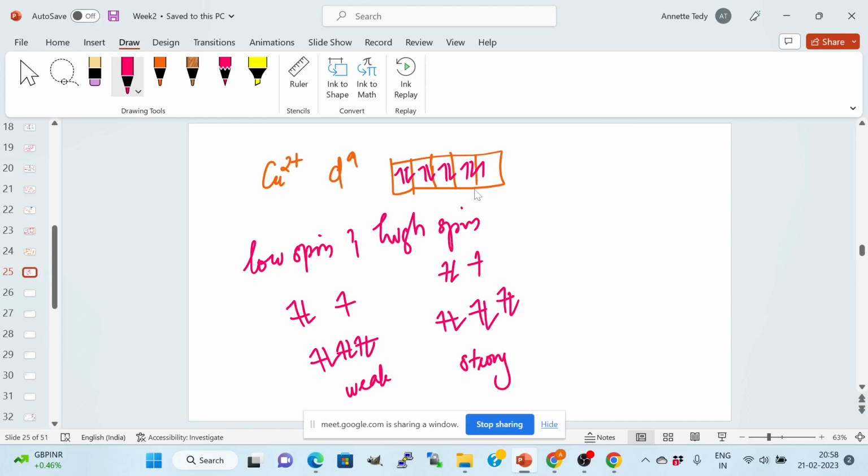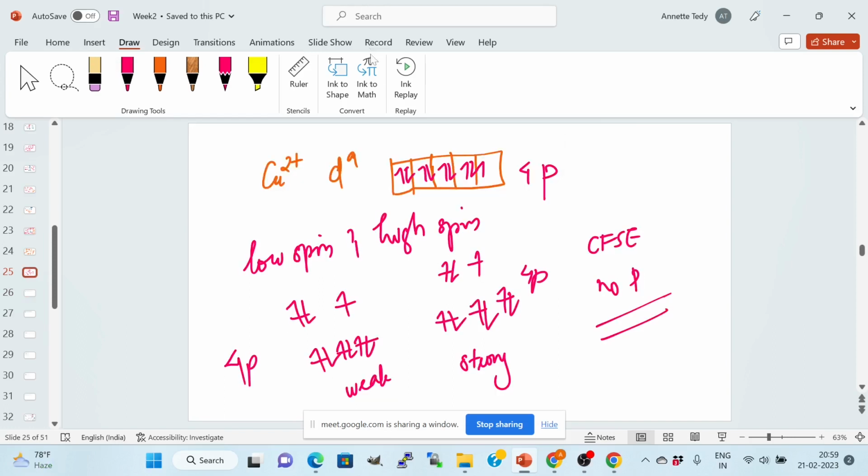So in both cases, how many pairs were there? 4 pairs were there here, and here also 4 pairs were there. So basically here we'll just write CFSE. What is the CFSE? There is no pairing energy, because with respect to the original d9 configuration, 4 pairs were there. In the complex form also 4 pairs are there. So there is no additional pairing energy.